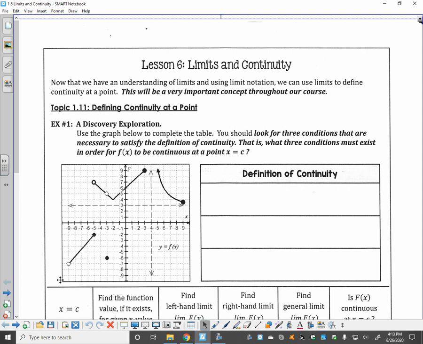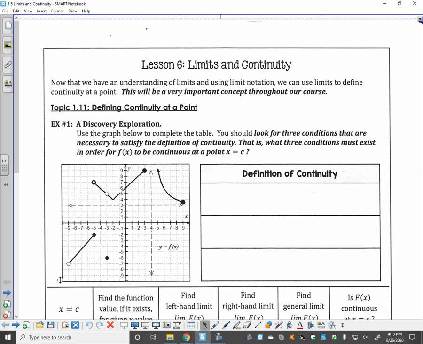And this is in bold and italicized. This will be very important throughout our course. I guarantee you're going to write, see that definition of continuity box? You're going to use that on the AP exam. Guarantee it.